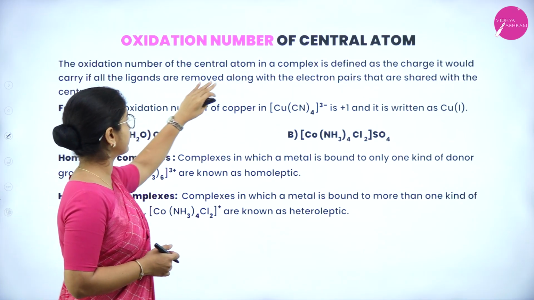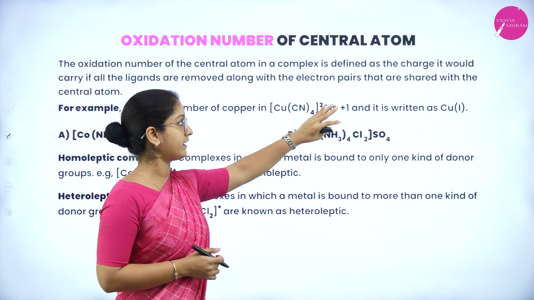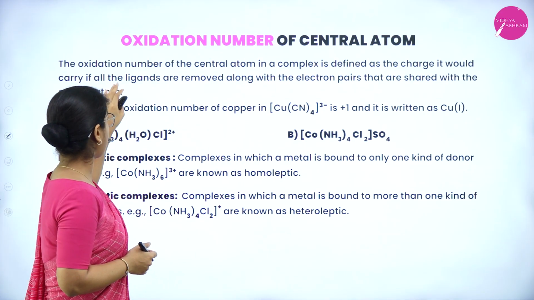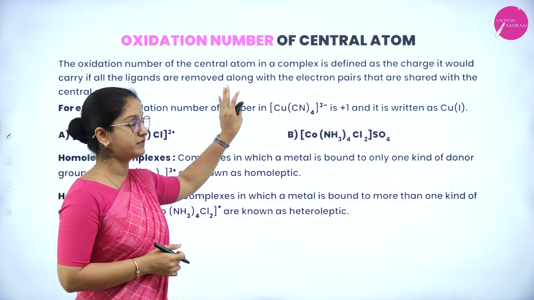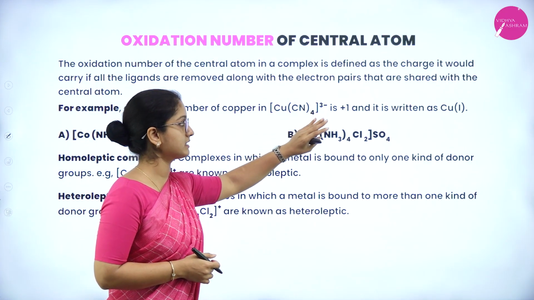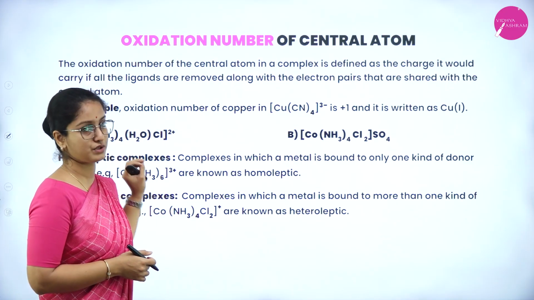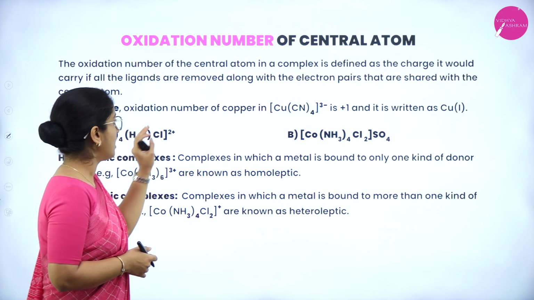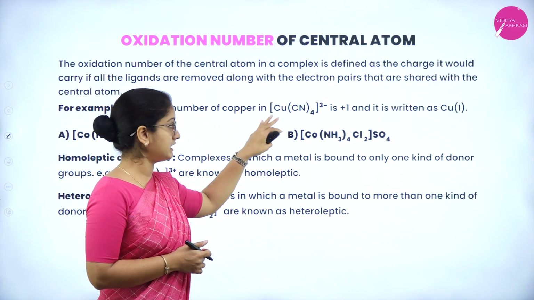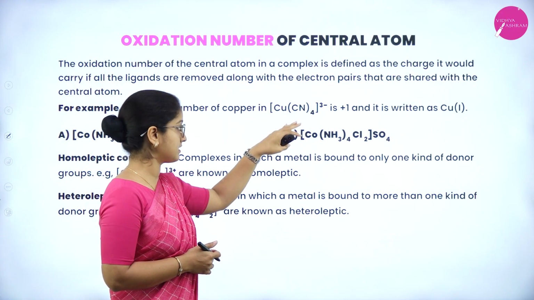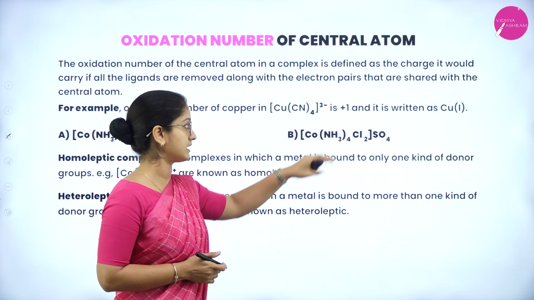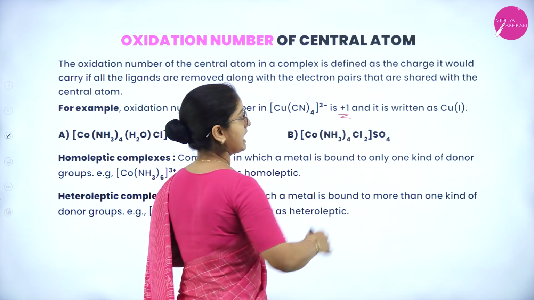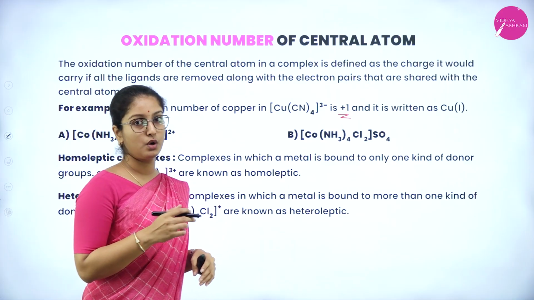So the oxidation number of the central atom in a complex is defined as the charge it would carry if all the ligands are removed along with the electron pairs that are shared with the central atom. For example, the oxidation number of copper in the complex [Cu(CN)4]3- is +1 and it is written as Cu(I).